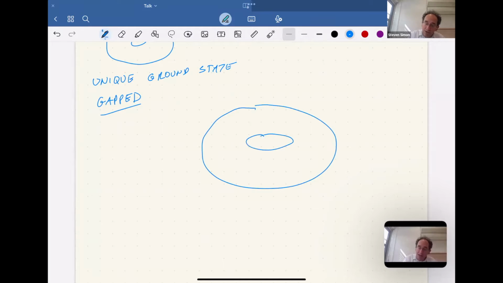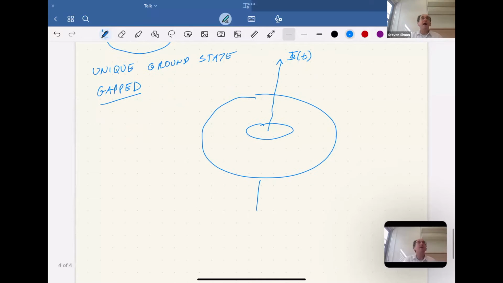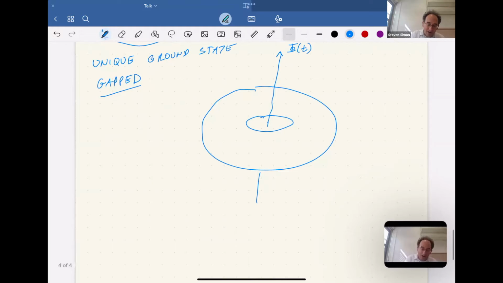Like this. And I'm going to put a flux through the middle, phi of t, going through the middle of that hole. And I'm going to change phi as a function of t. Now, from Faraday's law, if I change phi as a function of t, there's going to be an EMF. The EMF epsilon is minus d phi dt. And I can also write that as the integral dl times the electric field going around. So the electric field is going around this way.